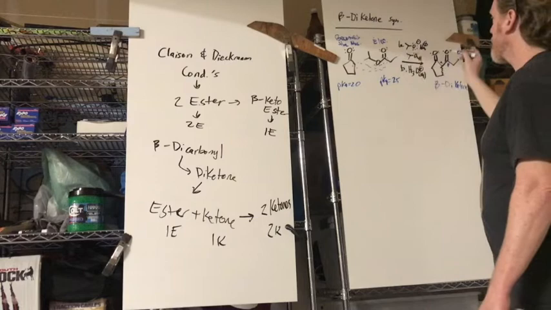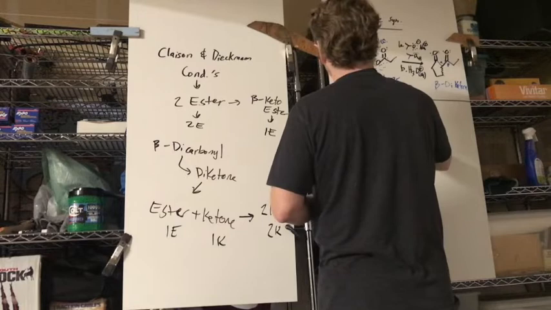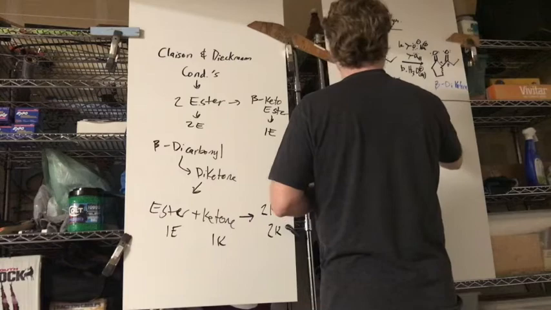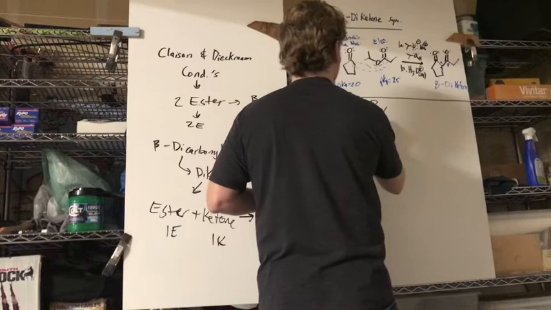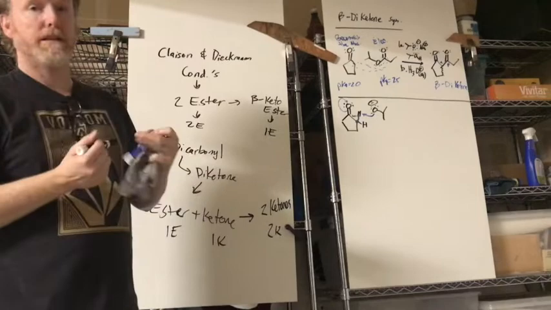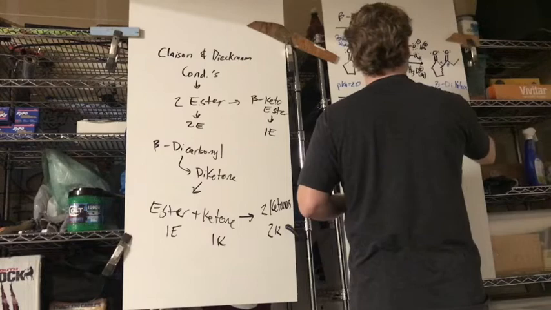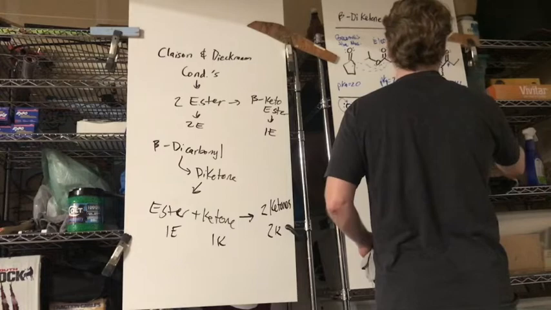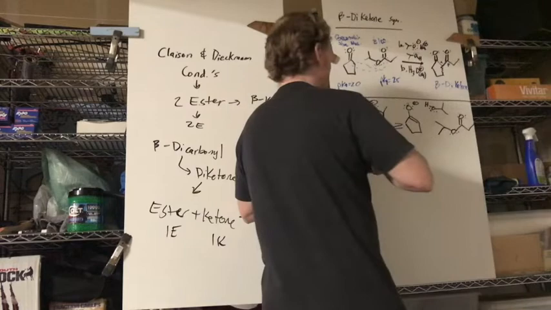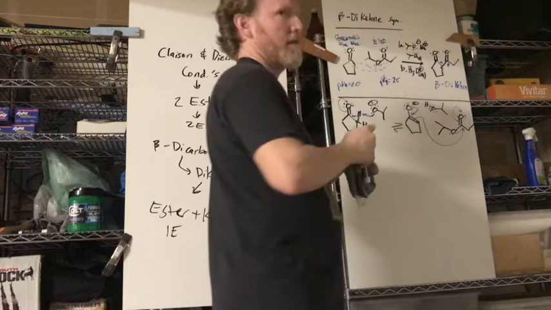All right, let's look at the mechanism. My base is going to come along and deprotonate the alpha carbon there, making an enolate, a strong nucleophile. And now that we have the strong nucleophile, it can react with our weak electrophile. And we have, again, addition. Draw a hinge on the alpha carbon, adding to the carbonyl to make the tetrahedral intermediate.